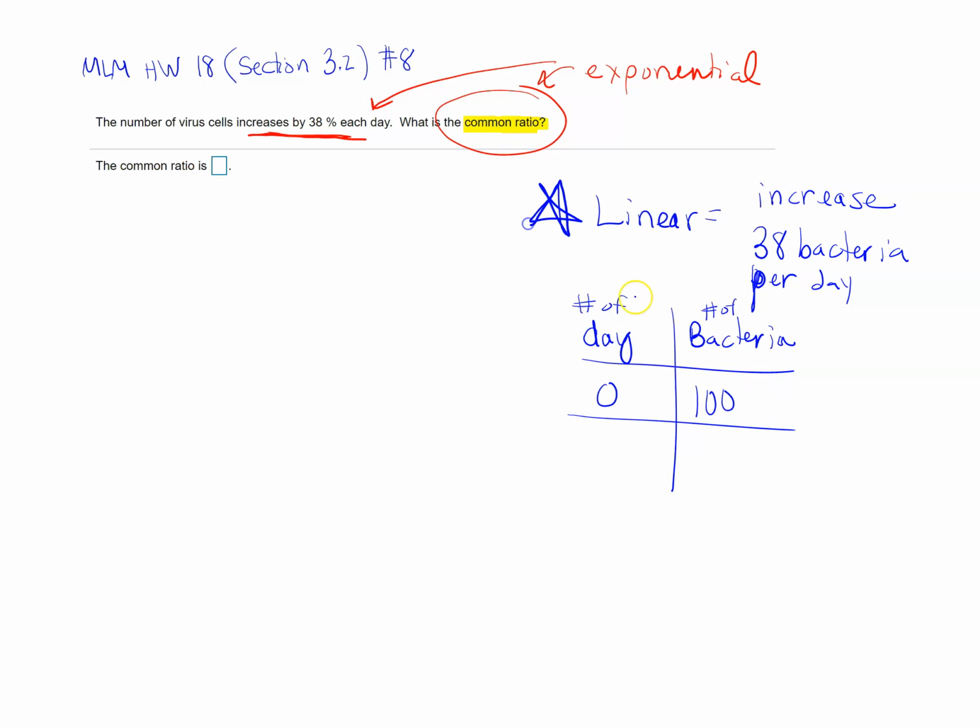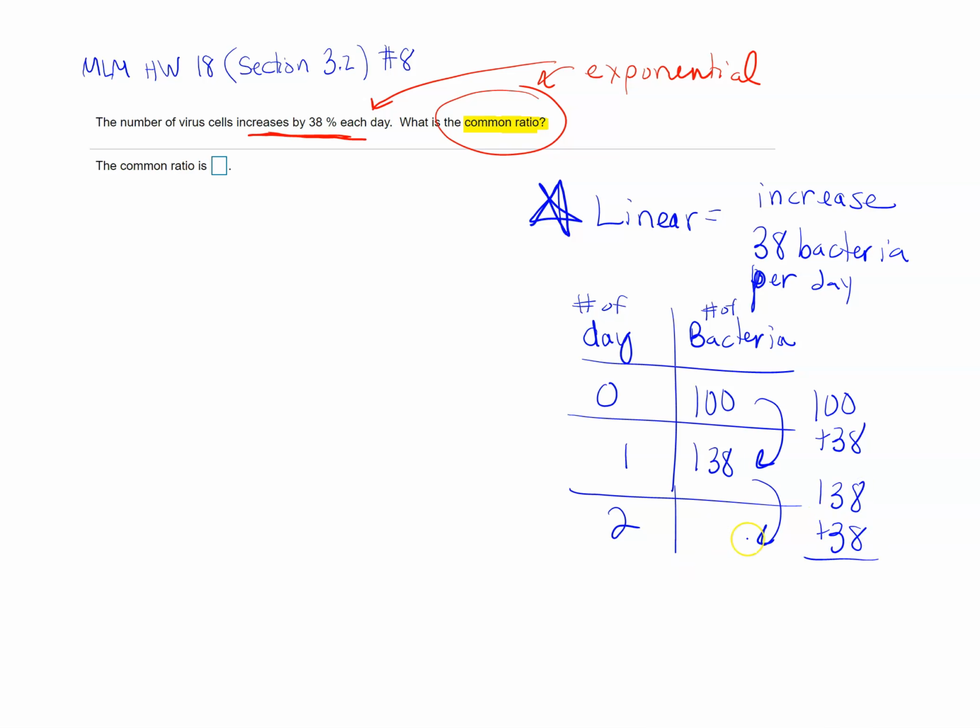If we were increasing by 38 bacteria per day, I would just take 100, add 38 bacteria to it, and the next day, one day later, I'd have 138 bacteria. And then to calculate the next day, I would take 138 and add 38 more bacteria, so that'd be 176 bacteria and so on. So if the pattern was repeatedly adding a certain number of bacteria every day, that would be a linear pattern.